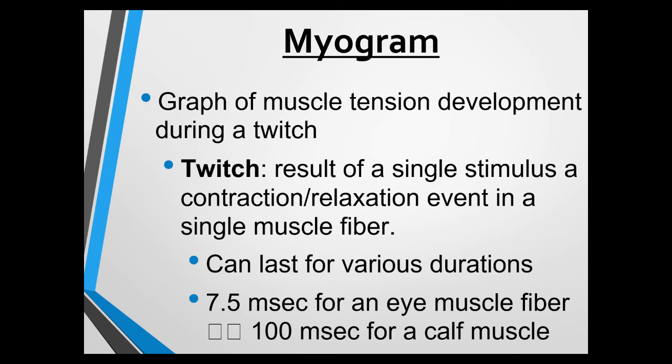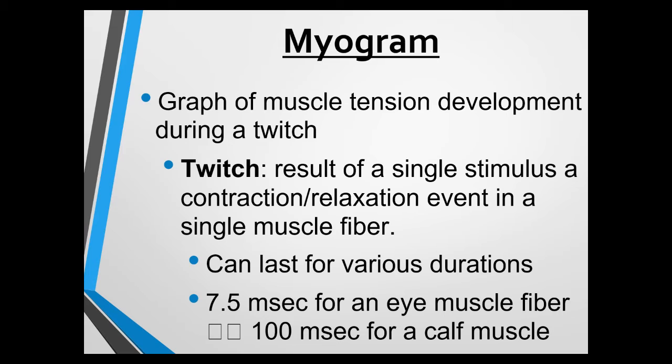Now we can look at this on a graph, which is called a myogram. So a myogram is a graph of muscle tension development during a twitch. Now, a twitch is when one motor unit is stimulated, and it's going to be almost like a bell curve that happens. All right, so the result of a single stimulus of contraction relaxation event in a single muscle fiber is called a twitch.